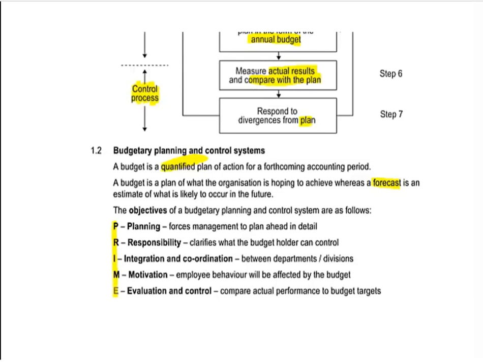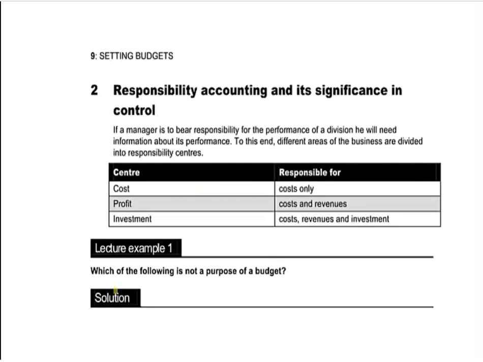Depending on how difficult the budget is, it will affect motivation, especially if employees receive rewards which are linked to targets. And that brings us into the final objective, which is evaluation and control, which is where we're comparing what we wanted to achieve with actual performance. We also need to think about something called responsibility.